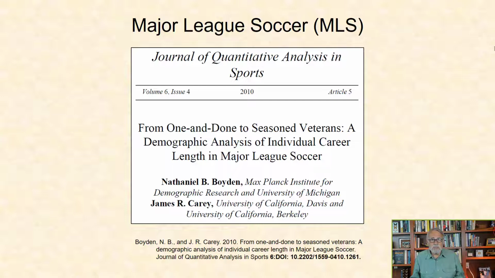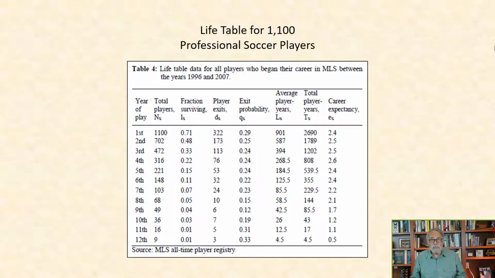Here I present an example of the life table method applied to professional soccer, in which the birth is when players are drafted into the league and death is when their last contract ends. This is a life table for 1,100 professional soccer players. This first column contains the year of play from the first through a maximum of 12 years. The next column contains the total number of players out of 1,100 that remained in the professional league by season.